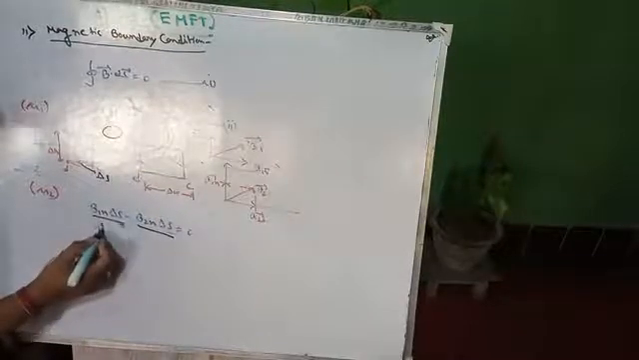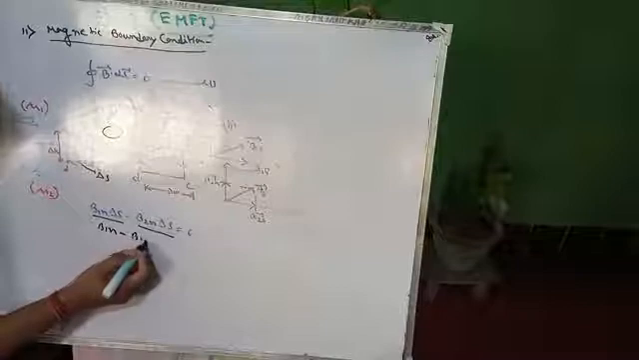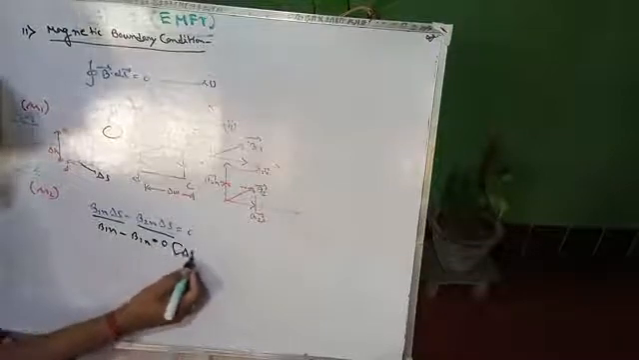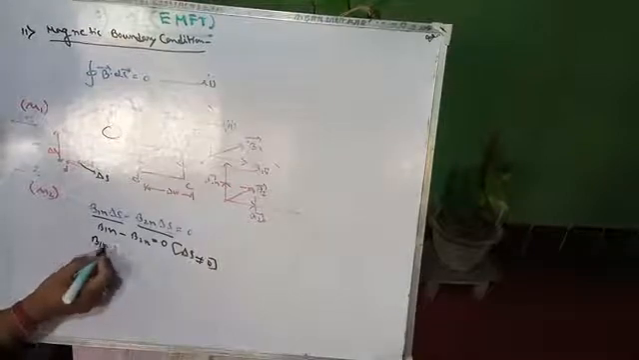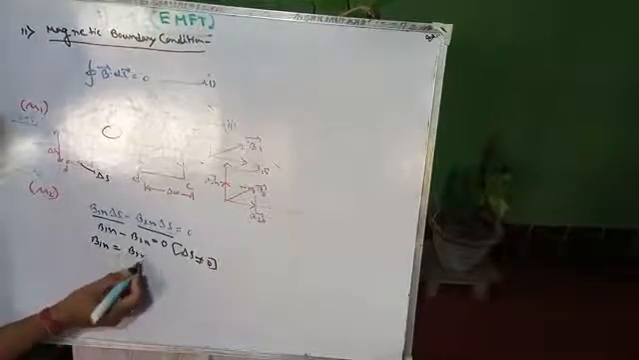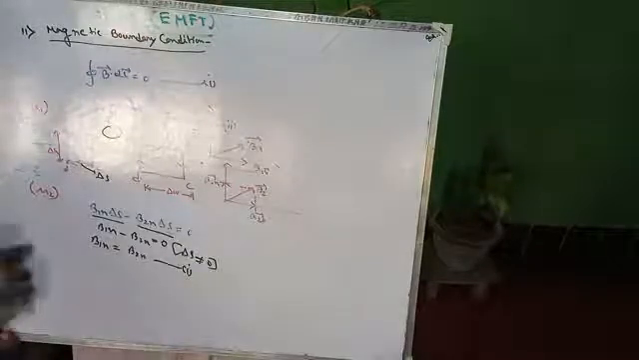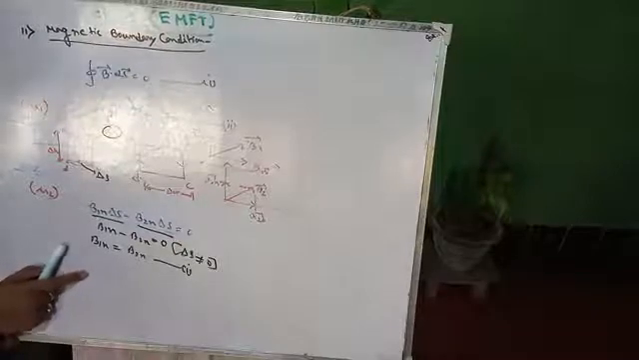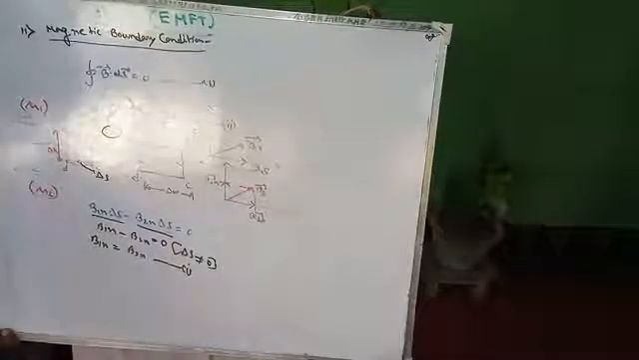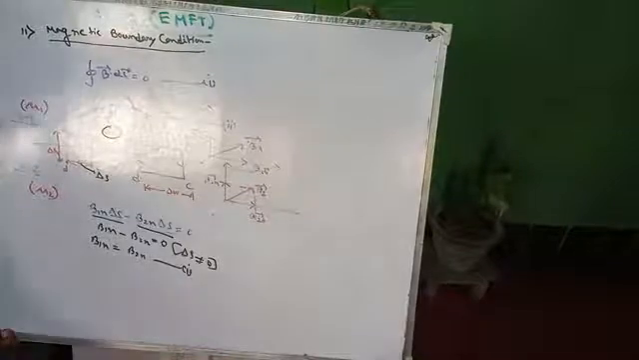Okay, so that means b1n minus b2n equals 0 as del s is not equal to 0, right? So that means b1n equals b2n. Okay, so this is your first boundary condition. Thus the normal component of the b vector is continuous, but the normal component of the h vector is discontinuous. Okay, why is it discontinuous?